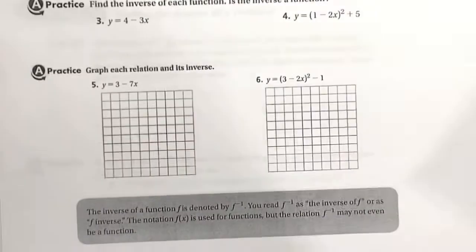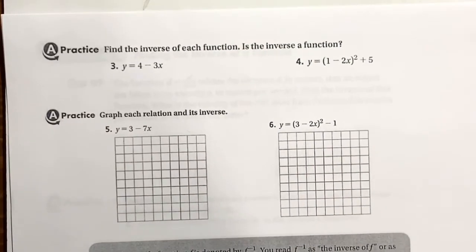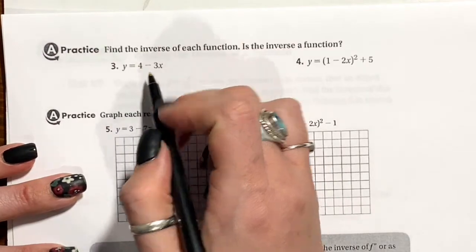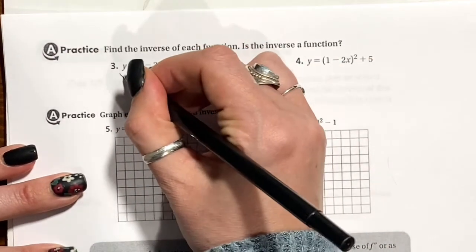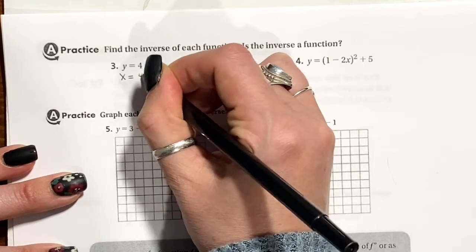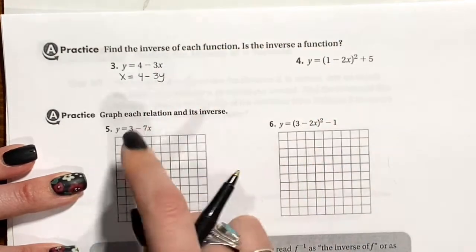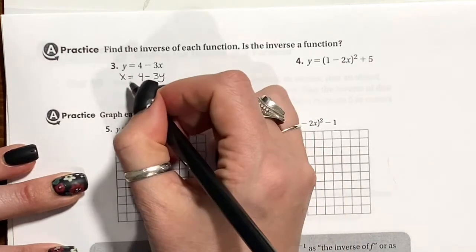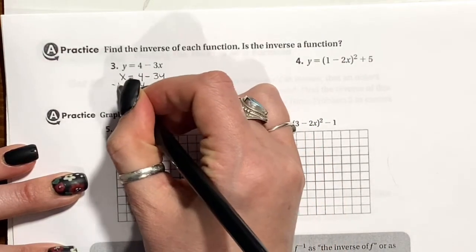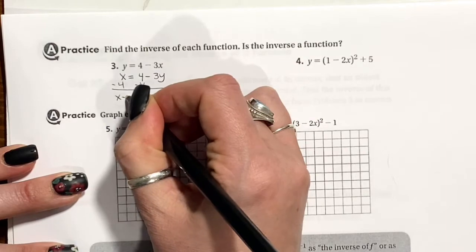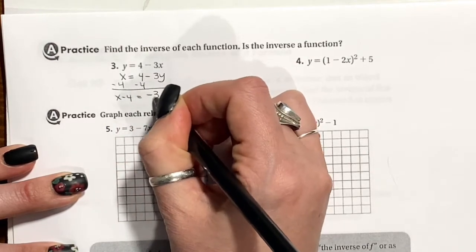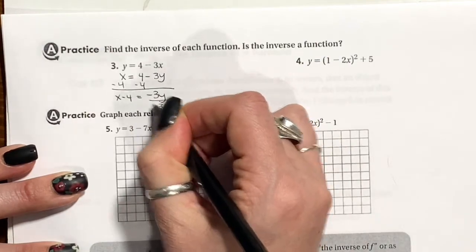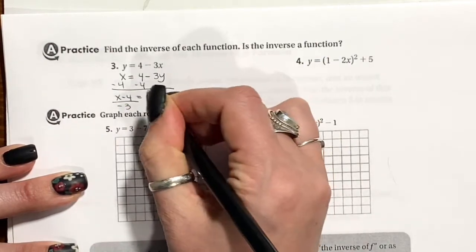Let's practice some more. So let's find the inverse of these functions. We have y equals 4 minus 3x. Again, that first step is you're just going to switch the place of the x and the y. And then from there, you're going to try and get y alone. So first I'm going to subtract this 4 over. So I have x minus 4 equals -3y. And then to get rid of that -3, we'll divide by -3. And those cancel.